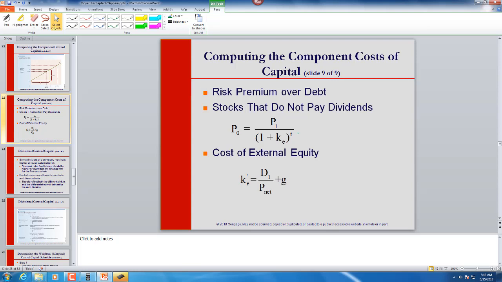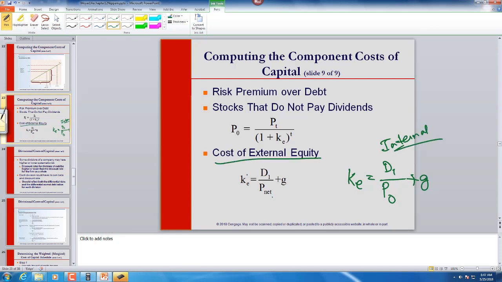Remember, I mentioned a couple of slides ago that the cost of internal equity was KE equals D1 by PO plus G. Now, since we have both of these, this is internal, and this is of course external, given here. Now, let me do something here. The only difference between these formulas, internal and external, is this.